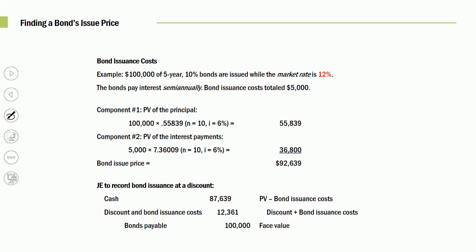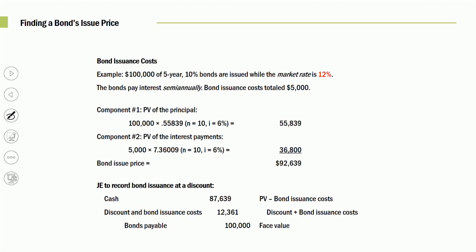But here's the problem. We don't get to keep all that money. You've got to take that $92,639, and then you've got to back out from that the bond issue costs of $5,000. So the cash received drops to $87,639. Okay, now notice no effect again on my bond payable.